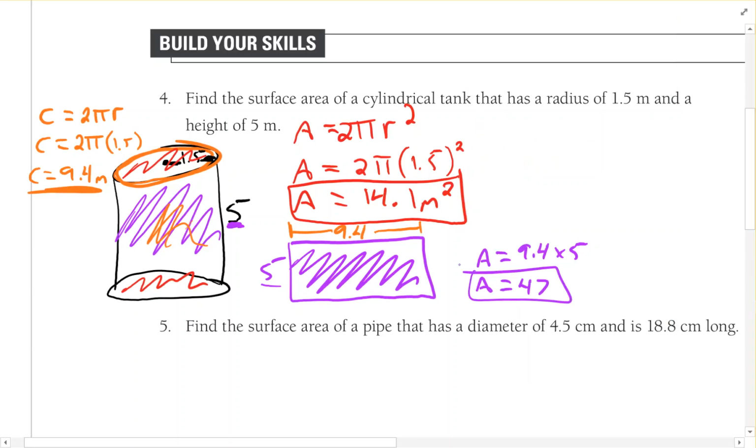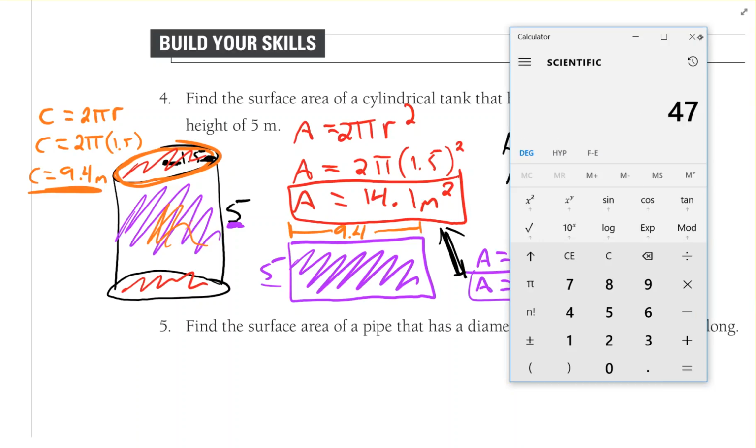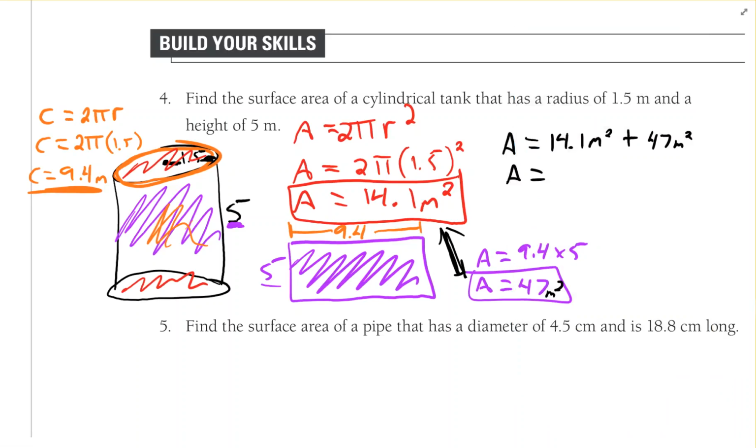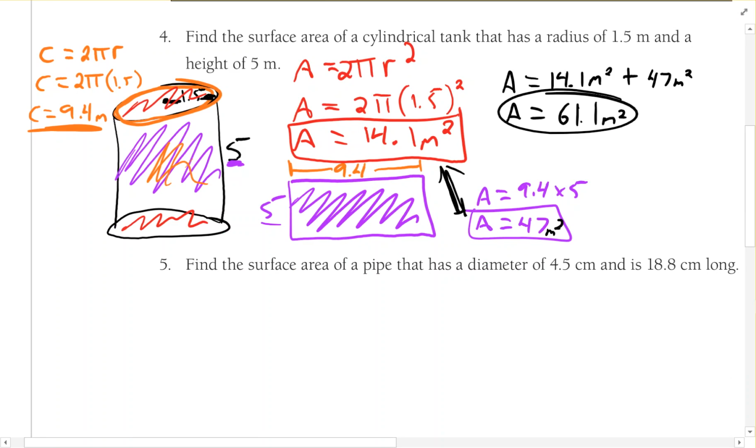All right, and then last step, we just need to add up both of our areas that we found. So our total area now is going to be 14.1 meters squared plus 47, and that should have been meters squared too. So the area is equal to 14.1 plus 47. Area is 61.1 meters squared. Okay, and that's how you do these ones.